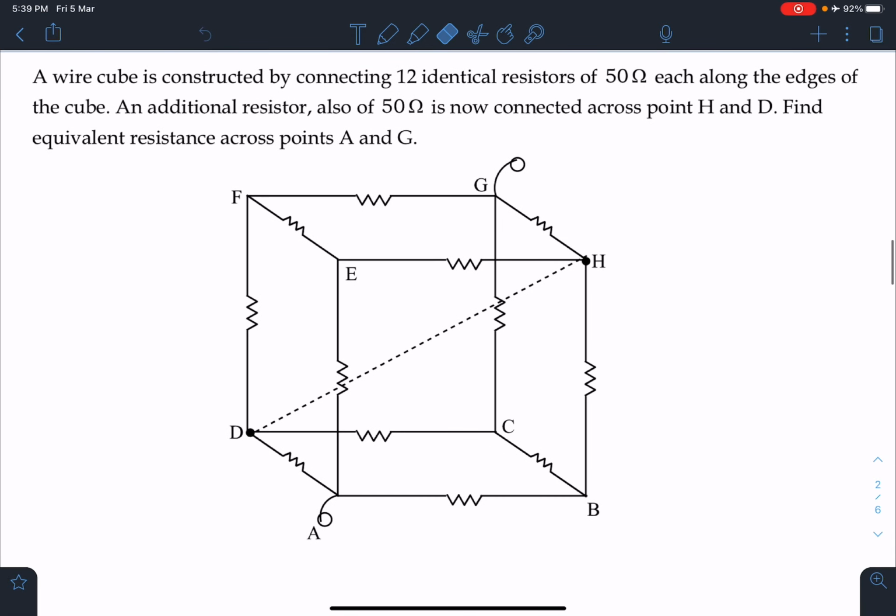So here is the problem statement. A wire cube is constructed by connecting 12 identical resistors of 50 ohms each along the edges of the cube. An additional resistor, also of 50 ohms, is now connected across the points H and D, which is the body diagonal here, by the way. And we have to find the equivalent resistance across points A and G, across the other body diagonal, that is, the effective resistance of this cube.